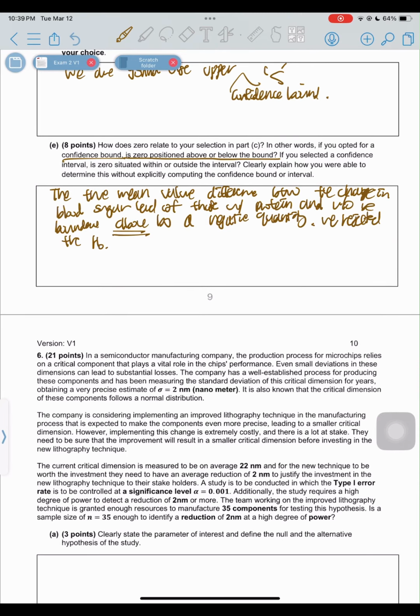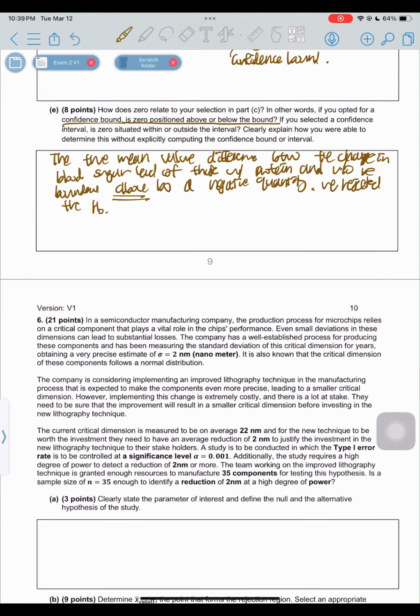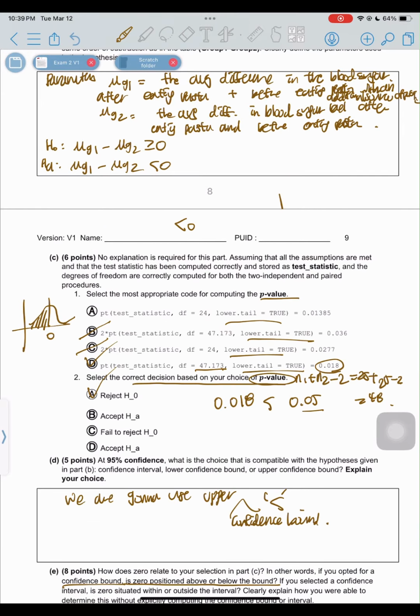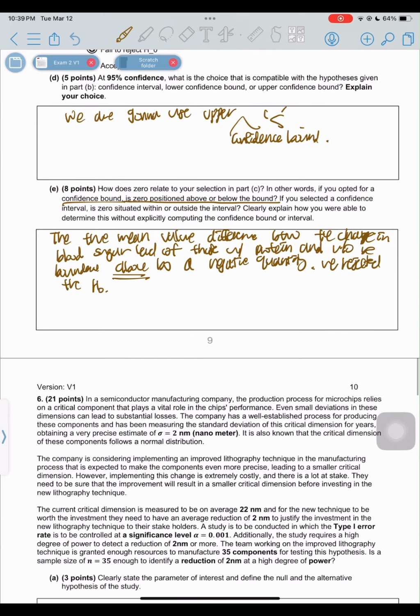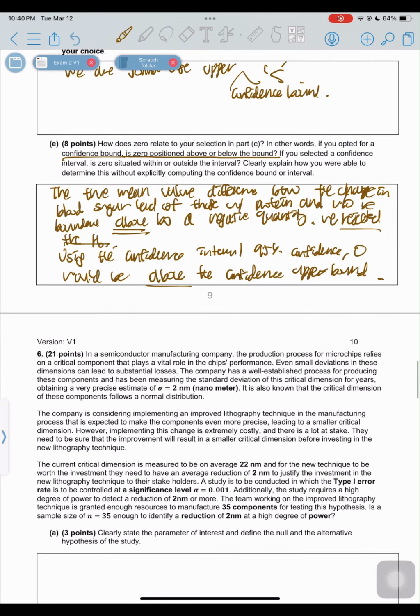So since 0 is the value that distinguishes the left side or the right side of the distribution, okay, never mind, sorry. So since our null hypothesis was UG1 minus UG2 is greater or equal to 0, but then we rejected the null hypothesis. So using the confidence interval, which was 95% from question D, 0 would be above the confidence upper bound. Right, because we rejected the null hypothesis. So that's it for question 5.